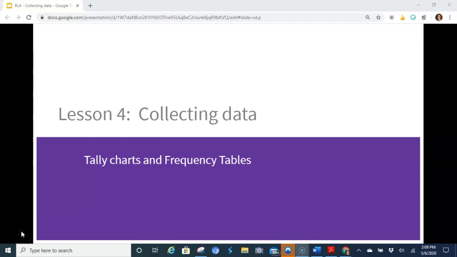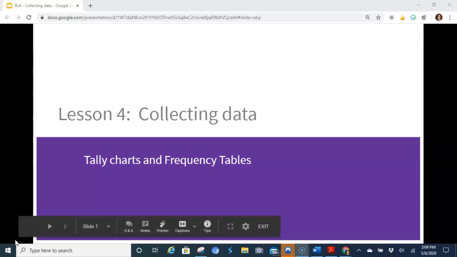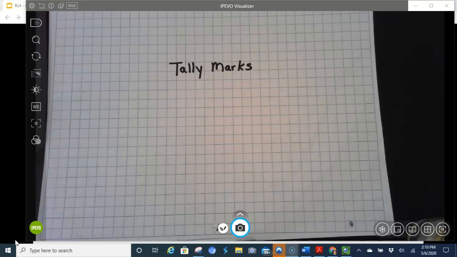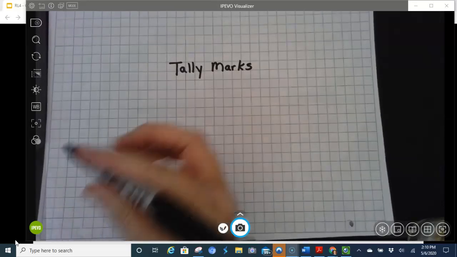So today's lesson is about collecting data and specifically organizing that data into tally charts, or sometimes they're called frequency tables. So before we look at tally charts or frequency tables, we need to make sure that everybody knows what a tally mark is. I would think everybody knows, but let's just make sure.